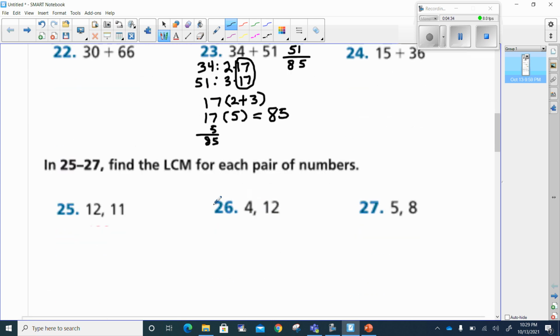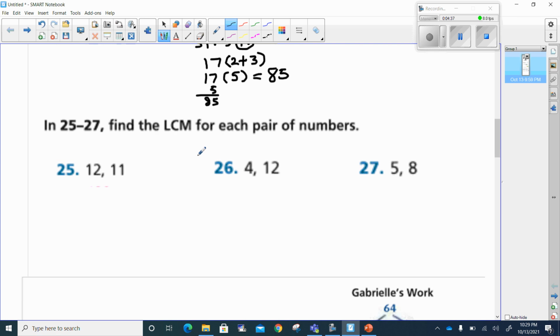Now I'm on number 25. Find the least common multiple for each one. And if I did this, I would take 12 and realize that the only numbers that make up 12 are going to be 3 times, well, actually it could be 2 times 6, couldn't it? Let me fix that. 2 times 6. And I know 6 can be made up by multiplying 3 times 2.